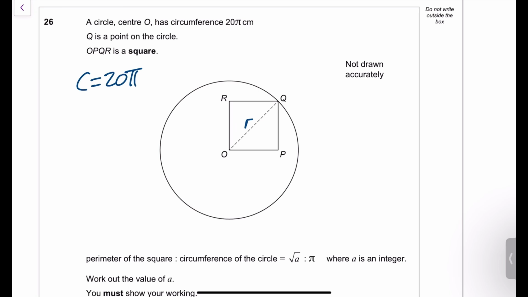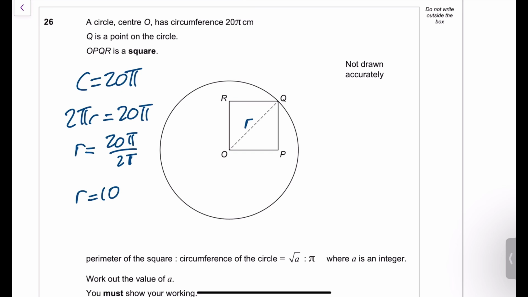Okay, and we'll work out r first. So 2 pi r is equal to 20 pi, because the circumference was equal to 20 pi, and 2 pi r is the equation for the circumference. So that means r is equal to 20 pi divided by 2 pi. My radius works out to be 10.